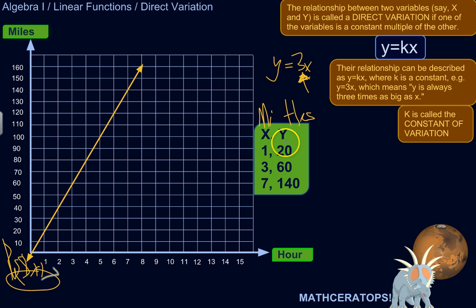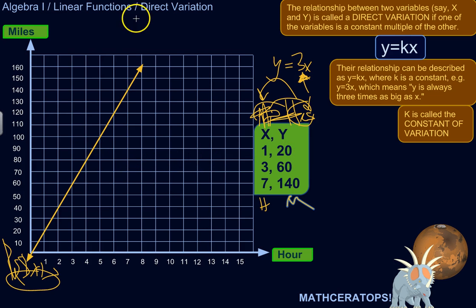So after 1 hour, I notice that I'm tw... actually, sorry, these are reversed. Time goes on the x-axis. Sorry about that. Okay, hours, miles. After 1 hour, I notice that I'm exactly 20 miles away from the pit of doom. After 3 hours, I'm 60 miles away from the pit of doom. After 7 hours, I'm 140 miles away from the pit of doom. And I just keep driving forever because I gotta get away, right?